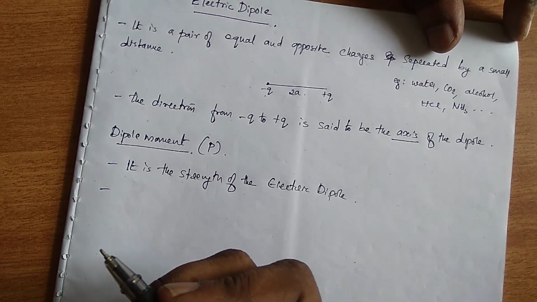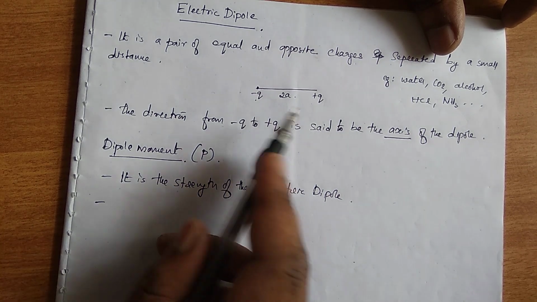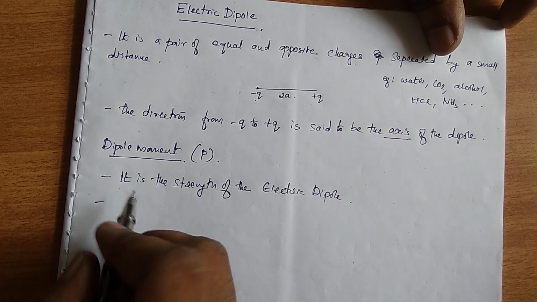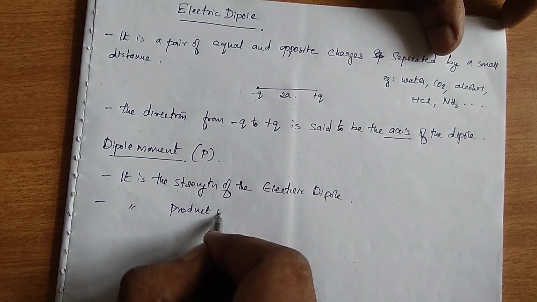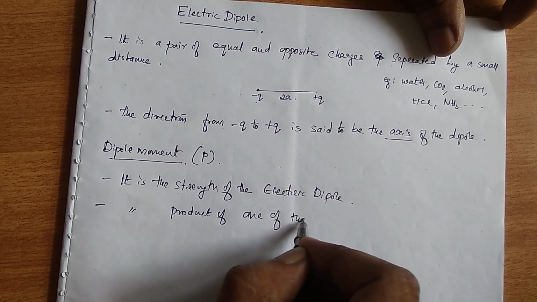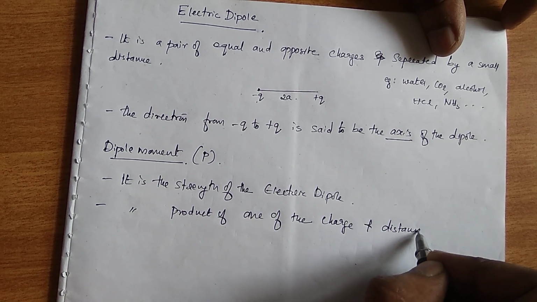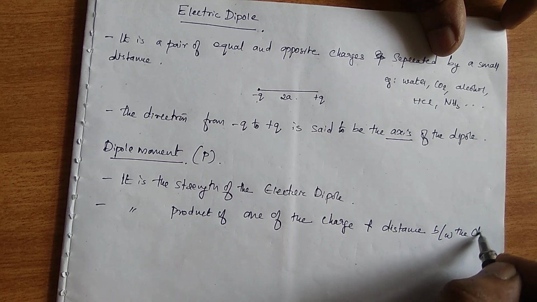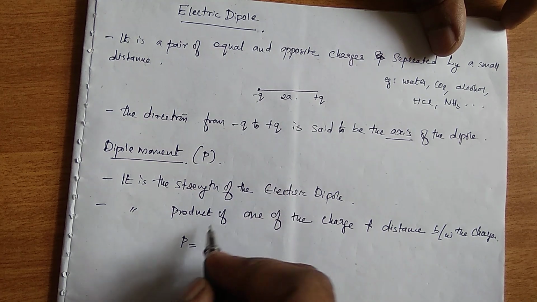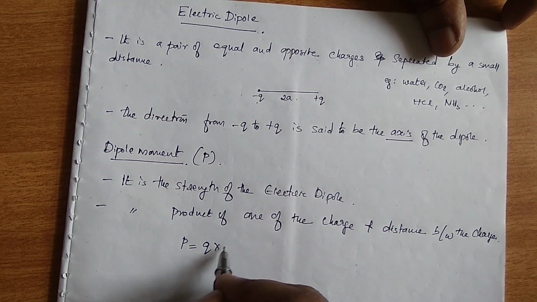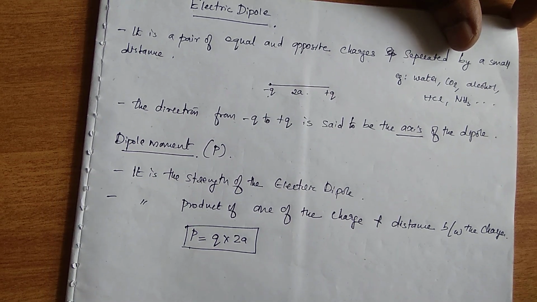There is an equation. Dipole moment is the product of one of the charges and the distance between them. Okay, then P equal to, take positive q, then q into the distance between the charges, which is 2a. Then dipole moment P equal to q into 2a.